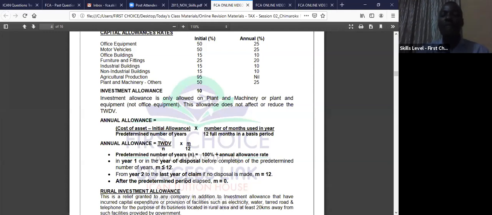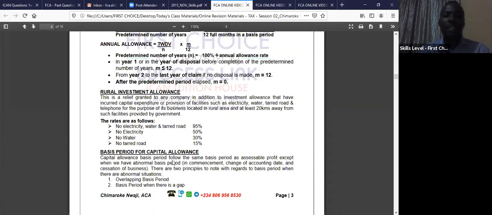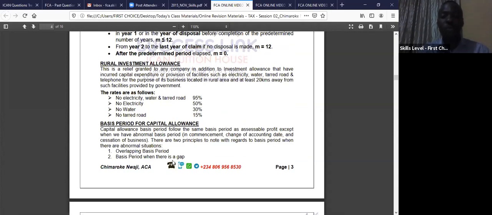After you've claimed all your capital allowances, M becomes 0. And if M becomes 0, that means your annual allowance will be 0. That means there is no claiming of annual allowance. Then you read up this rural investment allowance because it's rarely being used. But just know that these are rural investment allowances.